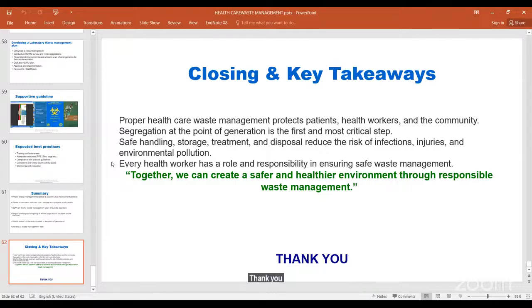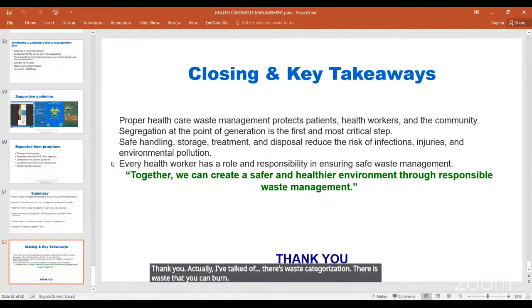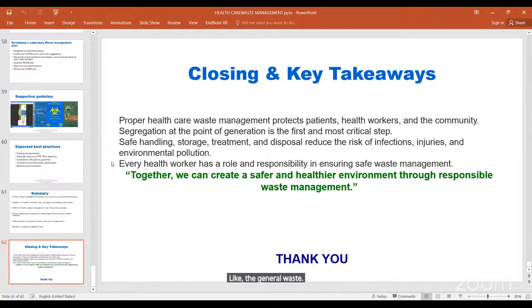Thank you. Actually, I've talked of waste categorization. There is waste that you can burn, like the general waste, which just includes the office papers and the packaging, for example, our DT test kits have packaging. So that waste can be locally burned.